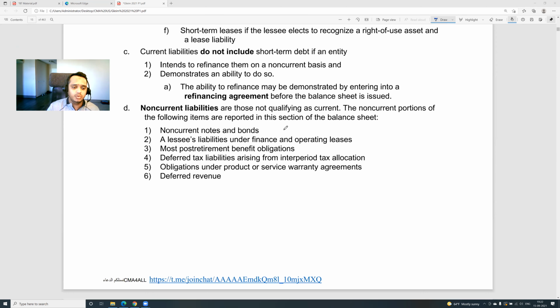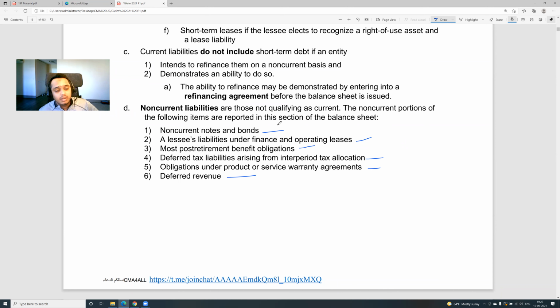Now, what are the notes, bonds, all these leases, payments, post-retirement benefit obligations, deferred tax liabilities on a longer term, not on short term, long term. Obligations under product or service warranty agreements, deferred revenue. These all come under long term, more than a year. That is a non-current liability. Okay, all this stuff is going to be tested.